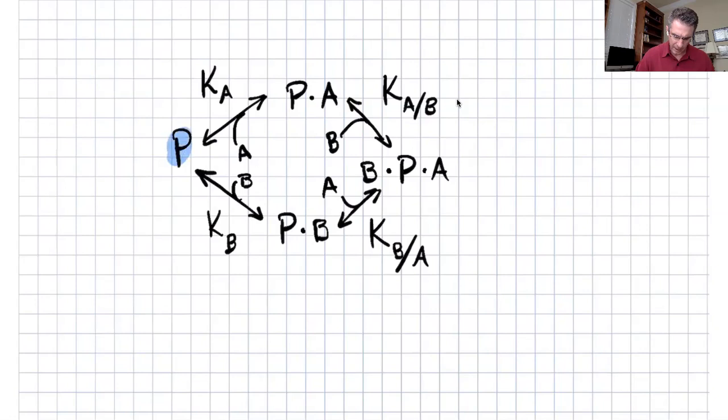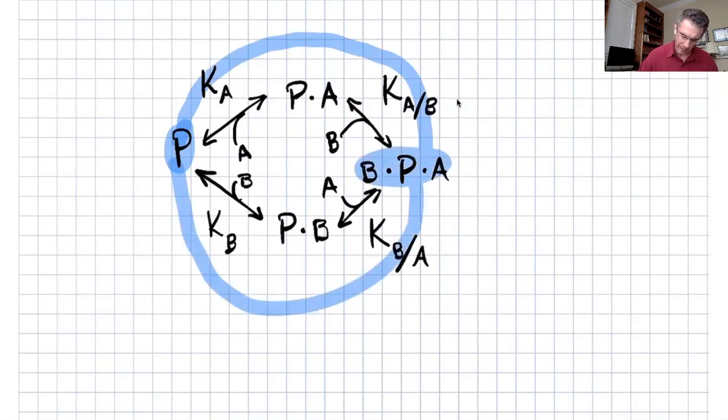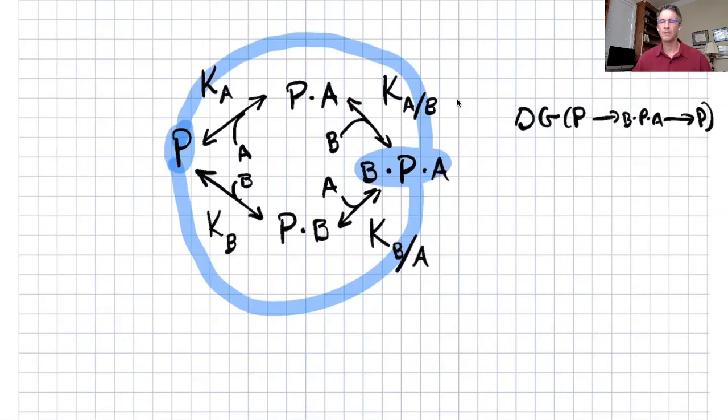All right, so here's the question in this model. What happens if we start out here at P, and we go all the way around, we make this complex here, and then we come all the way back around again? Thermodynamically, what would that mean in terms of the free energy change, delta G, if we started at P, went through the BPA complex, and then came back around to P again? It's zero, right? We started in this state.